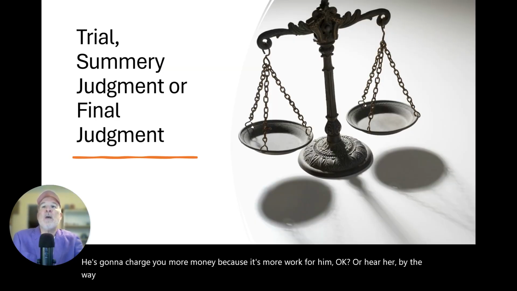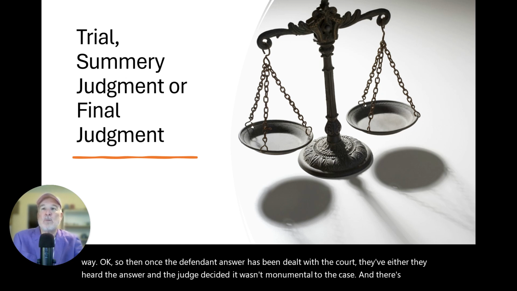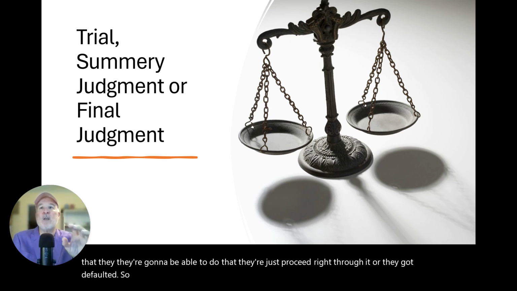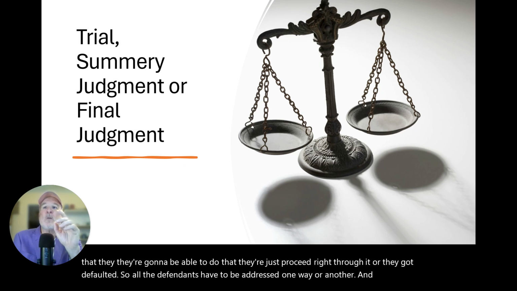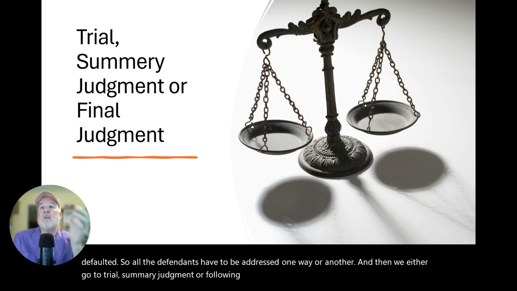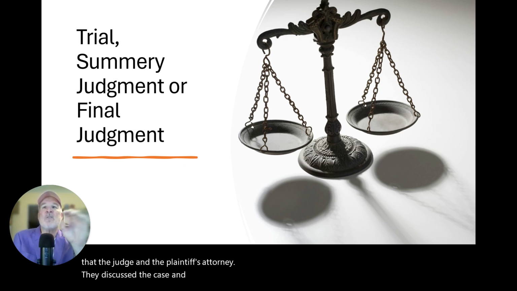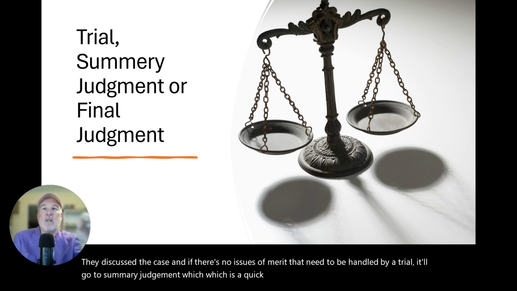Okay. So then once the defendant's answer has been dealt with by the court, they heard the answer and the judge decided it wasn't monumental to the case and there's nothing that they're going to be able to do, they'll just proceed right through it, or they got defaulted. So all the defendants have to be addressed one way or another, and then we either go to trial, summary judgment, or final judgment. Trial is obvious. Summary judgment is that the judge and the plaintiff's attorney discuss the case, and if there's no issues of merit that need to be handled by a trial, it'll go to summary judgment, which is a fast way to get things done.